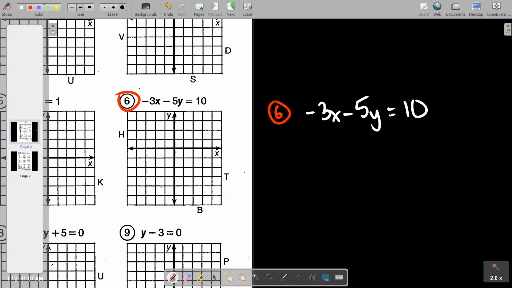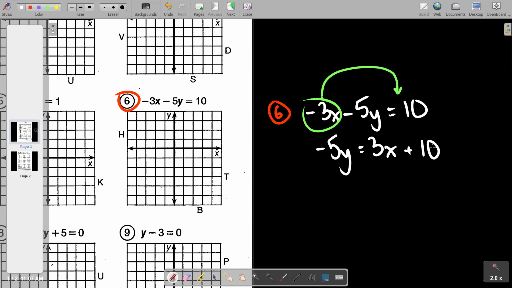Get rid of the 3x first off. We know this. We did a whole 2 assignments on this where we remember, okay, we got to get the x over to the other side. So that's going to leave us with the negative 5y on the left. And then the 3x is going to turn positive like this on the right. What's the last thing we have to do?